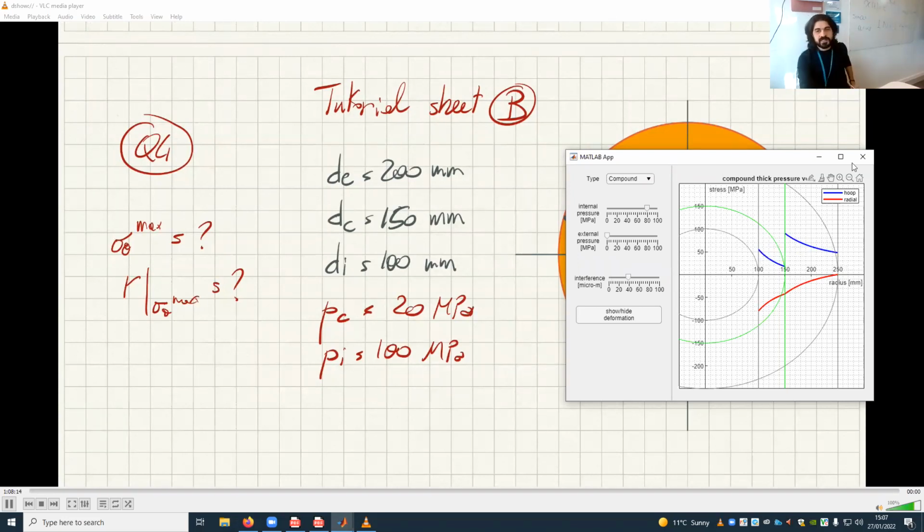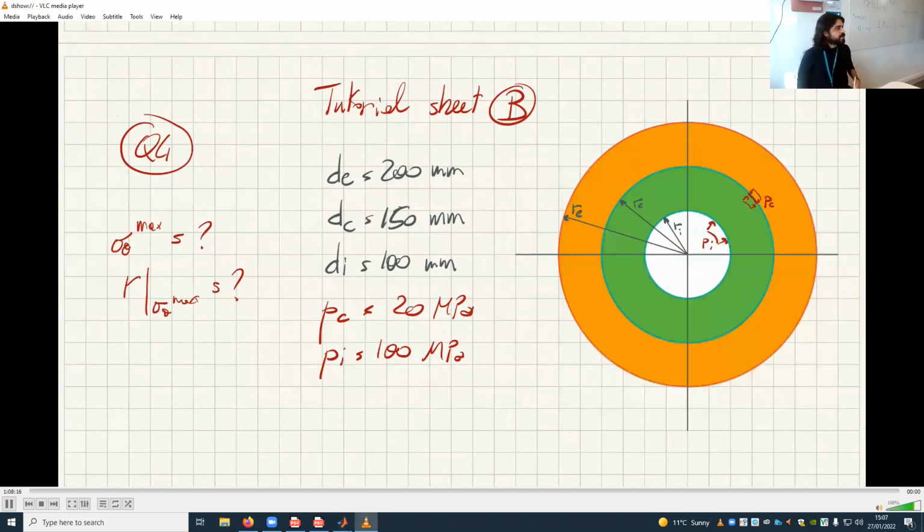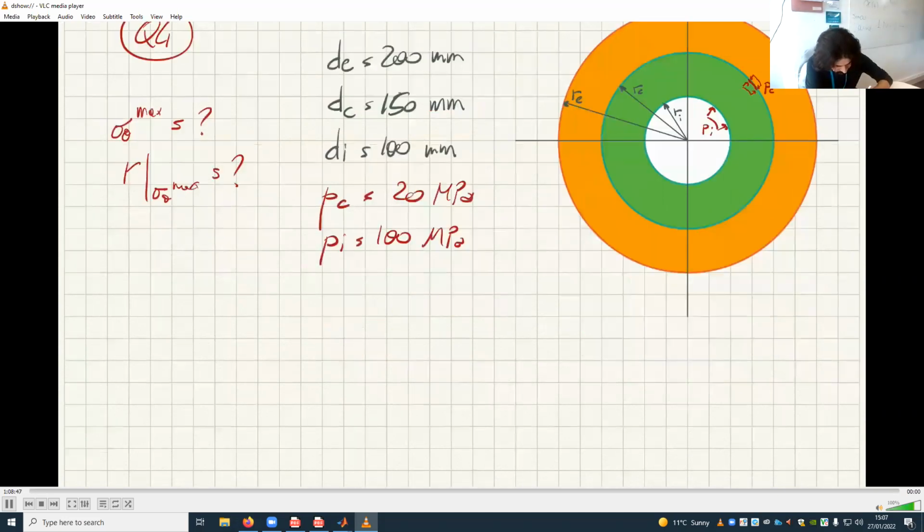So now I'm going to solve this via superposition. And by superposition, I mean, we consider first PC only, so as if PI was 0, and then we add the effect of PI. So we study this compound assembly as if PI was 0. Then we study the same compound assembly as if PC was 0, and then we sum all together. That's the idea. So let's use superposition.